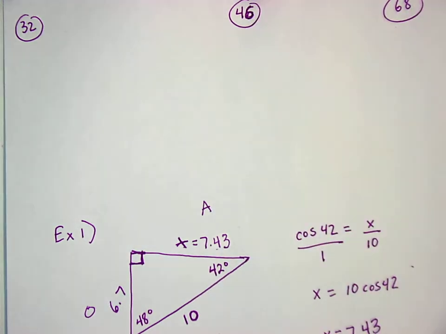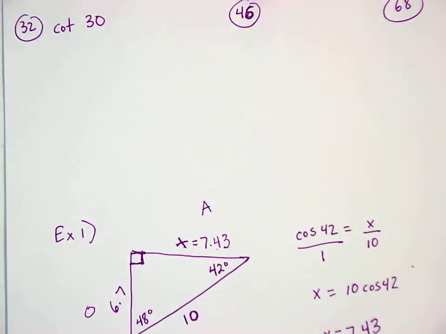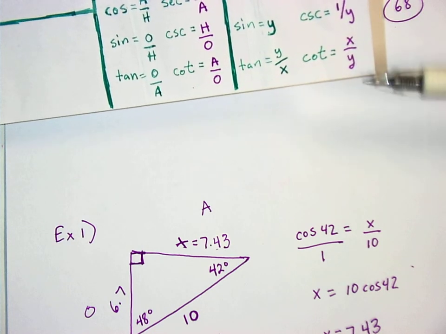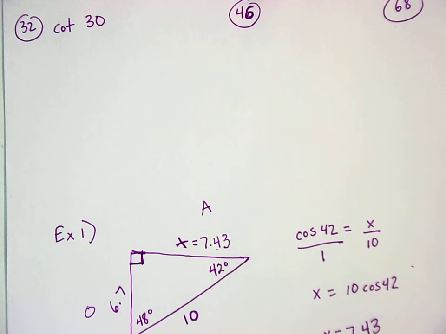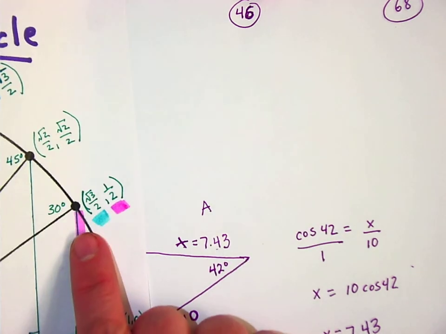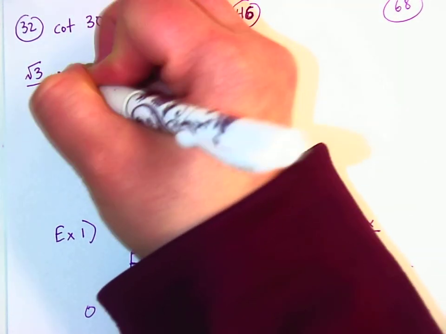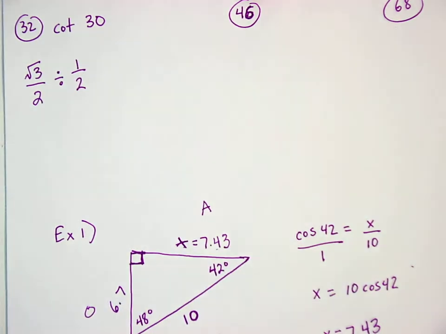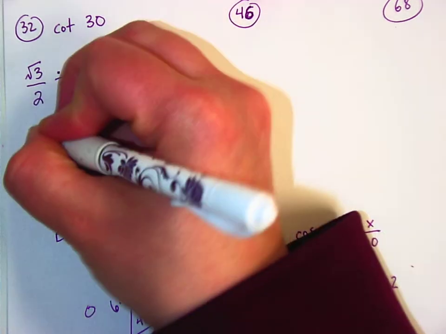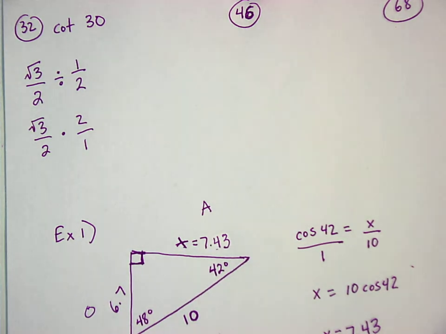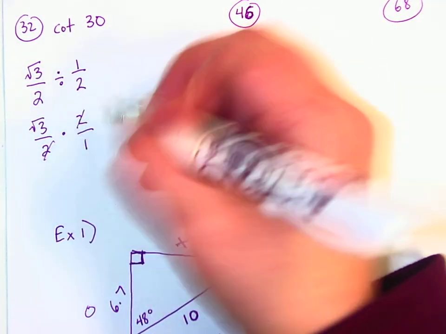All right, so 32 says we've got the cotangent of 30 degrees. And if you look at this chart, it says that cotangent is x over y, right? So I'm going to look at my 30 degrees, and I'm going to take x and then divide by y. So that's the square root of 3 over 2 divided by y, which is 1/2. If you're dividing fractions, you can multiply them by flipping the second one. Which ends up reducing to just the square root of 3.